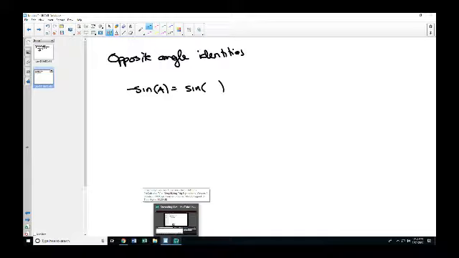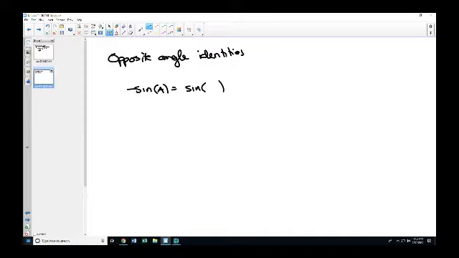What do you think's in the parentheses? Letter A. Yeah, this is A. Could be X, could be theta, could be whatever. So basically what you're looking at is if you get something like the sine at negative pi over 3, you can solve that by doing the negative of sine at pi over 3. Again, quadrant 1, and then just negate.